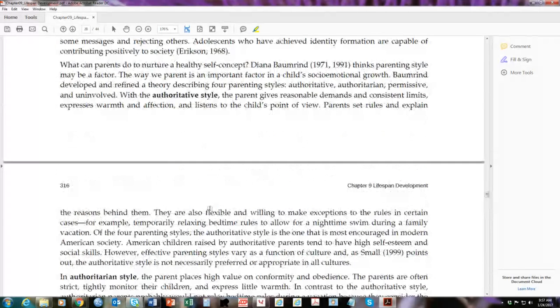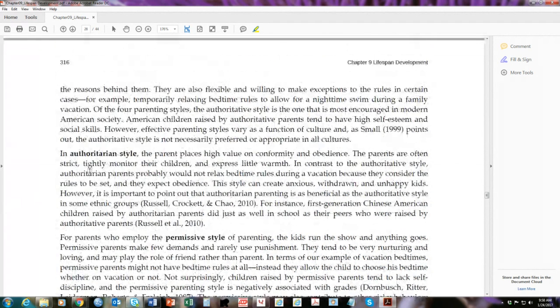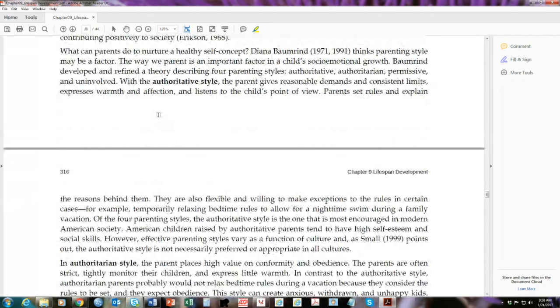Again, the best outcomes are associated with the authoritative style. In certain cases, authoritarian parenting may be useful if, for instance, a child is living in a dangerous neighborhood where the parent needs to be constantly vigilant and protective and controlling of the child's behavior to keep the child out of trouble, that kind of thing. So in some cases, authoritarian parenting may be useful, but almost always the authoritative style is the best.